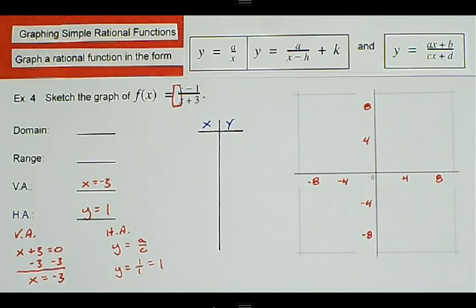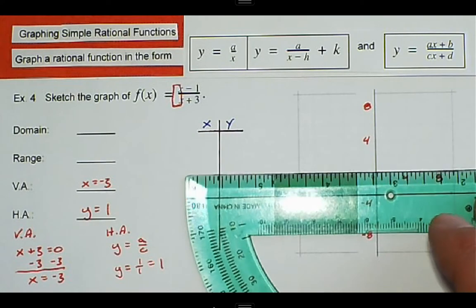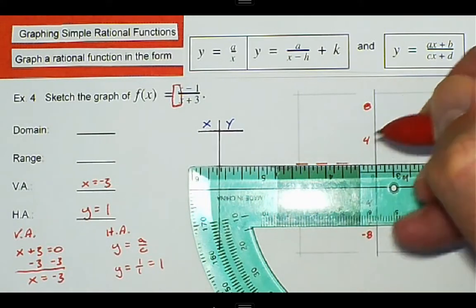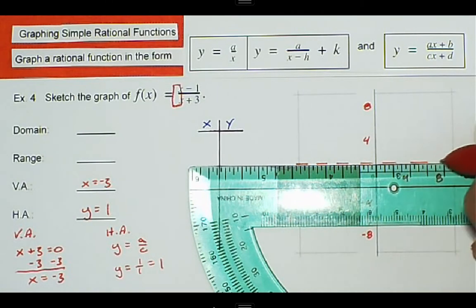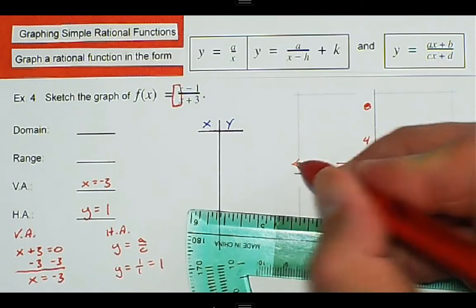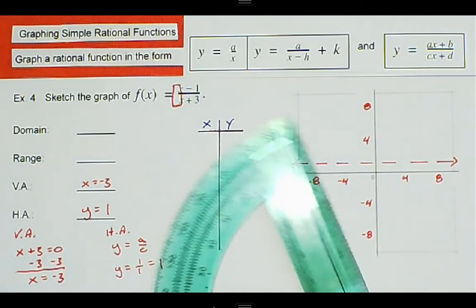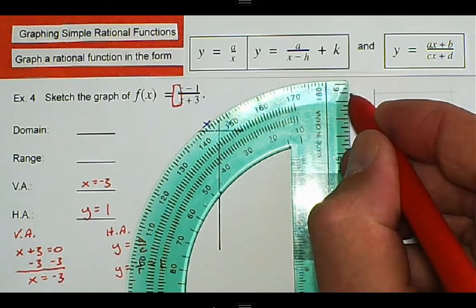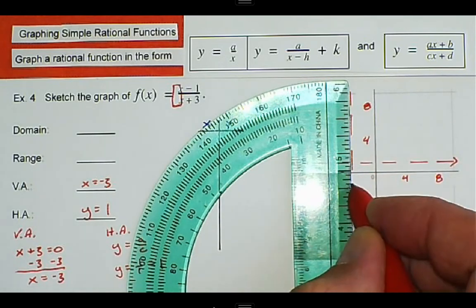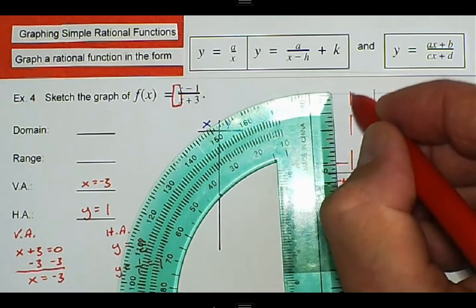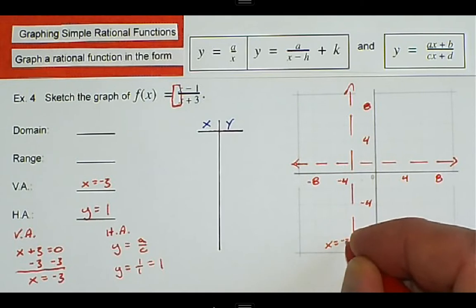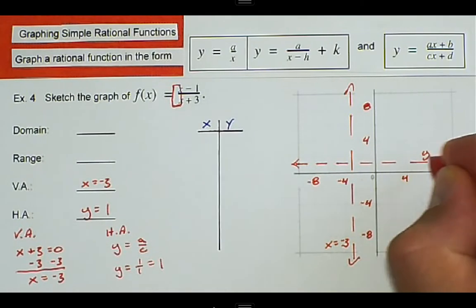So we can graph these two, and we're counting by 2's here. So our horizontal asymptote will be right here at y equals 1. And our vertical asymptote will be at x equals -3. So here we have x equals -3, and here we have y equals 1.